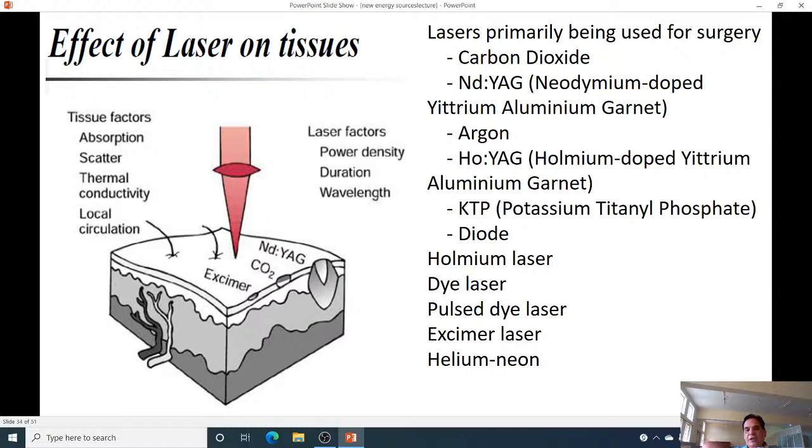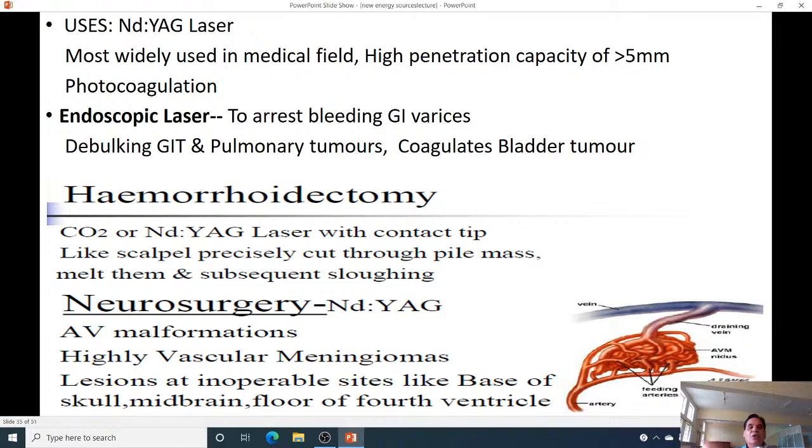Primarily used for general surgery are carbon dioxide, Nd:YAG, argon, aluminium, holmium, dye laser, pulse dye laser, excimer laser, helium. Many advances are coming up. Okay, so the common one is this: Nd:YAG laser, most widely used in the medical field. High penetration of 5 mm.